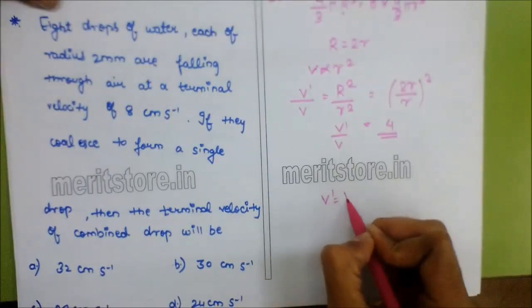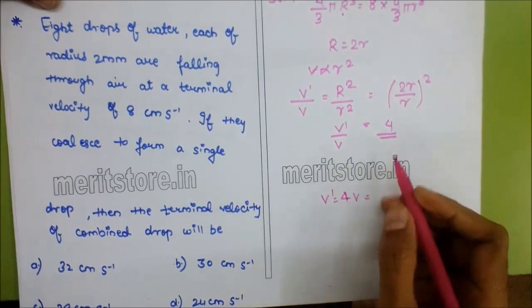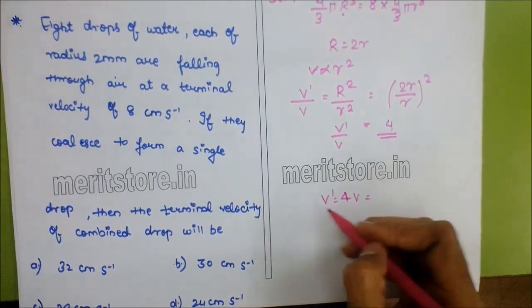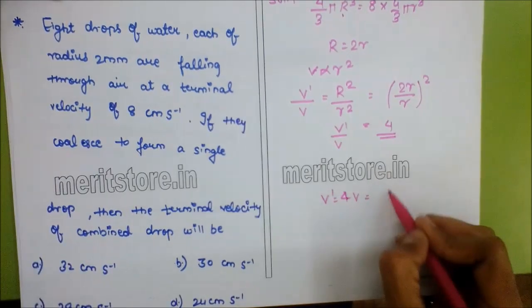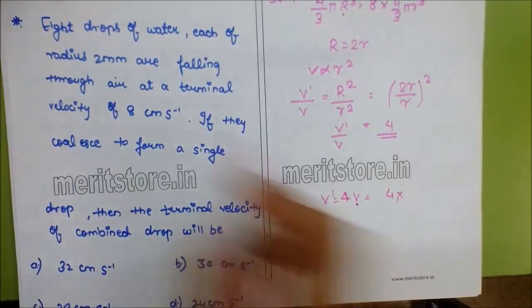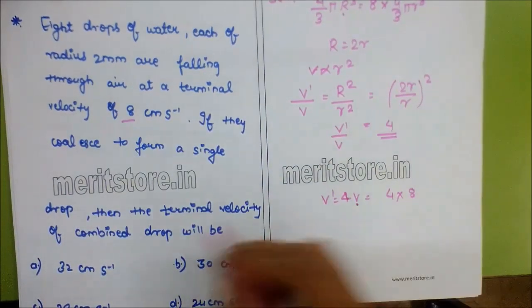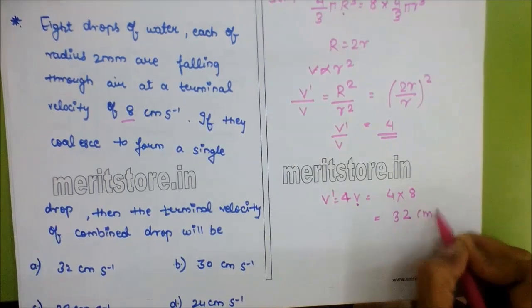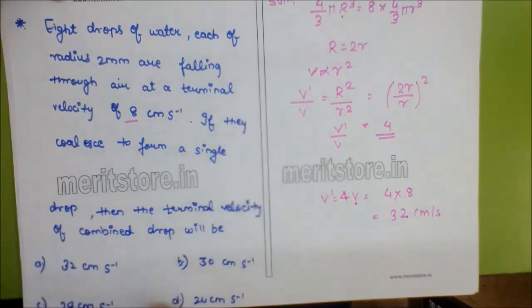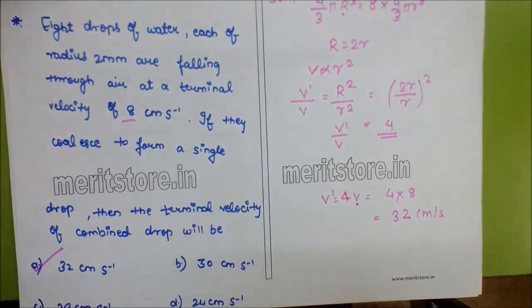So we have V' equals 4 small v, that is the velocity of the bigger drop will be 4 times the velocity of the smaller drop. That is 4 into the velocity of the smaller drop, which is 8 centimeters per second. So that is given by 4 times 8, 32. So the answer is 32 centimeters per second.